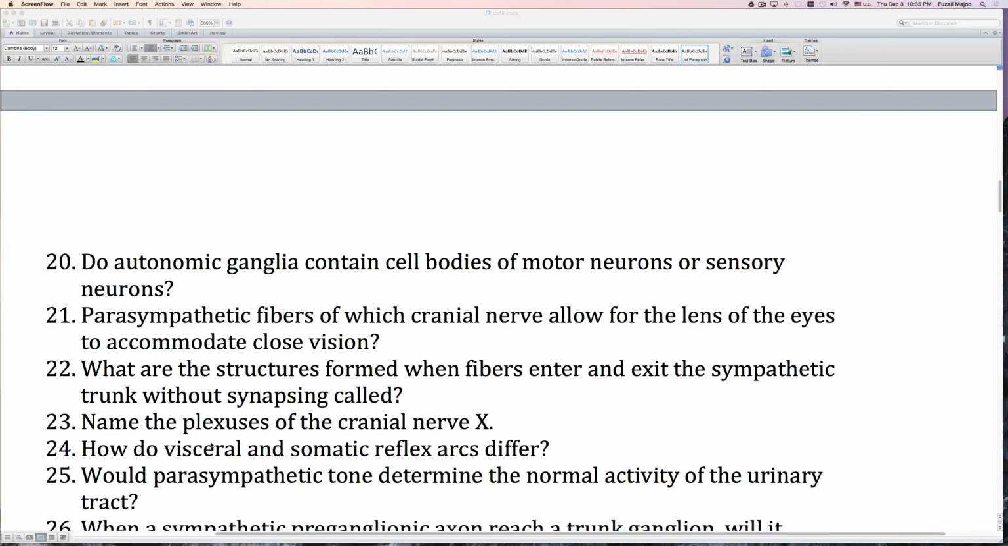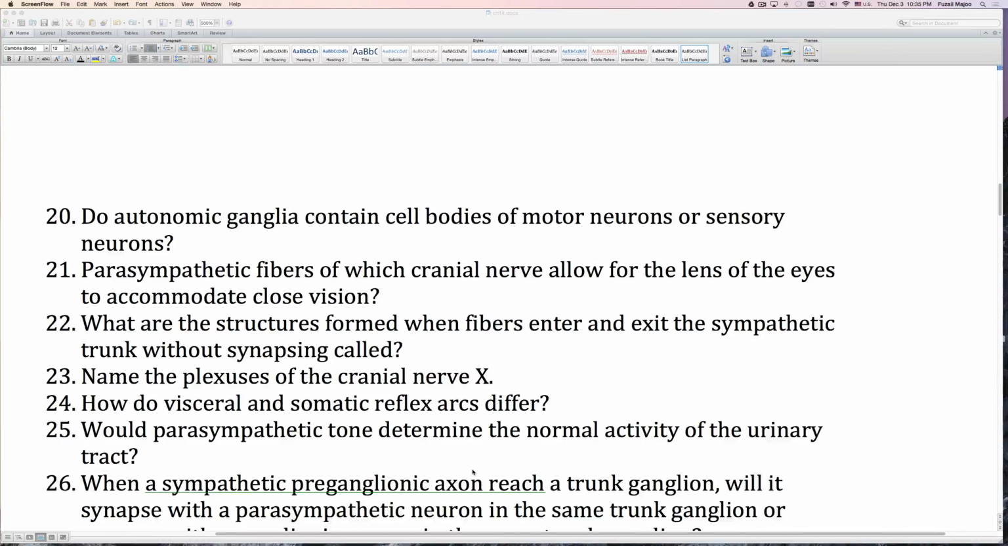Number 24. How do visceral and somatic reflex arcs differ? Number 25. Would parasympathetic tone determine the normal activity of the urinary tract?